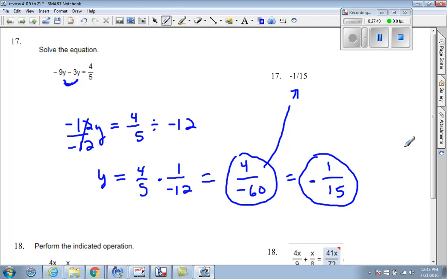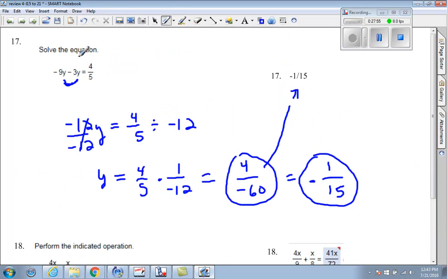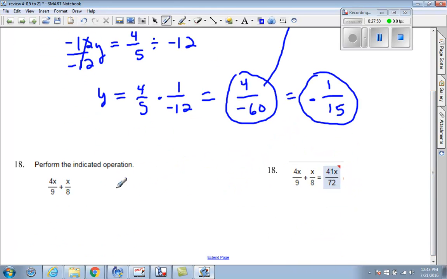Okay, now we're going to try number 18. We're almost at the finish line, almost there. Okay, only have to make it to 20, and then you're ready to test yourself. This one, when we're adding, we need the LCD. So you might have to think about that.